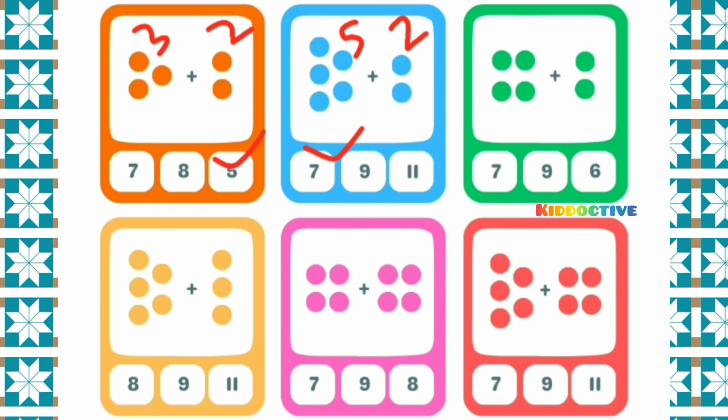How many dots are there? 1, 2, 3 and 4. Then 2. 4 plus 2 equals 6. Do the rest.